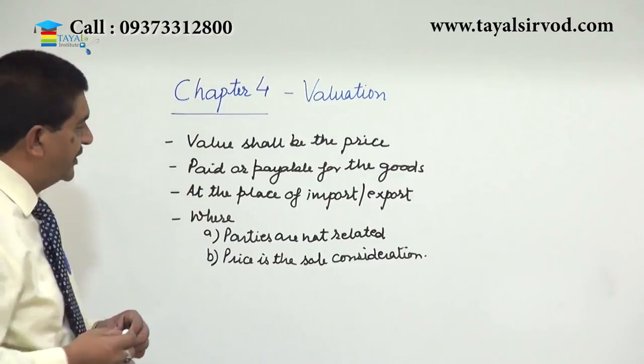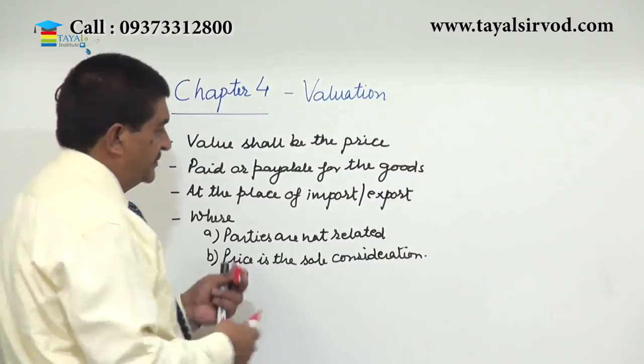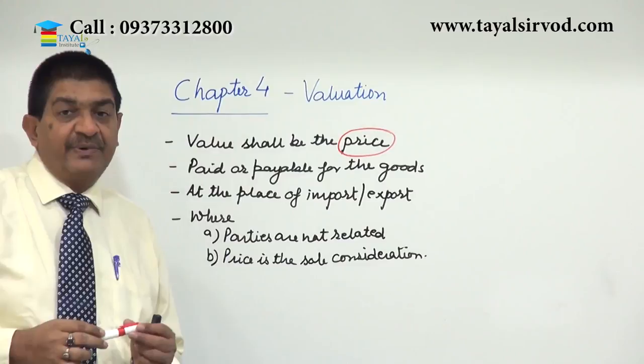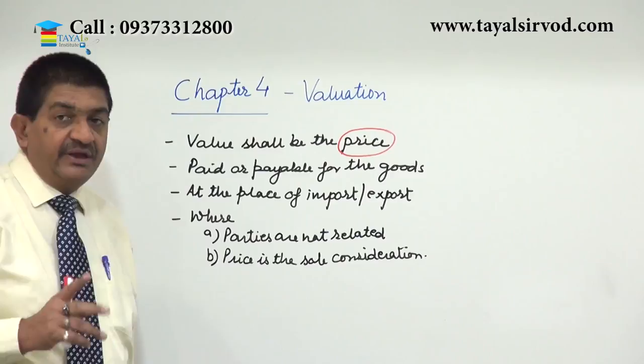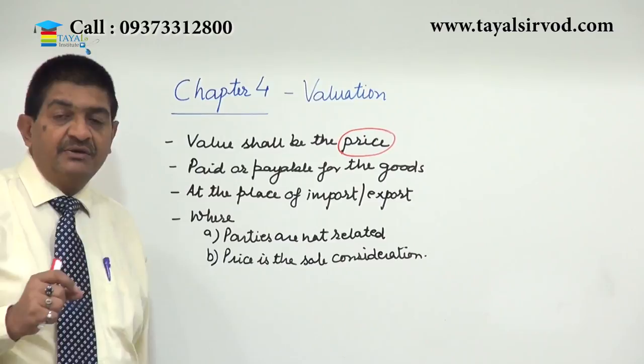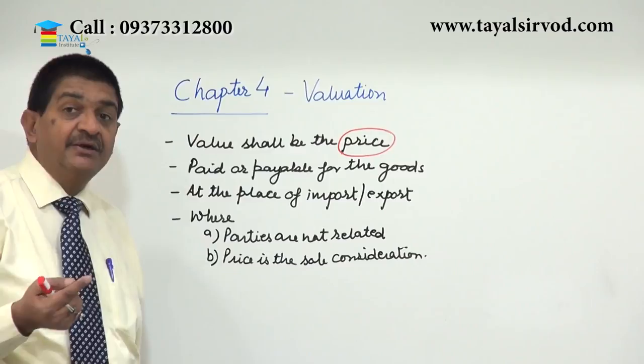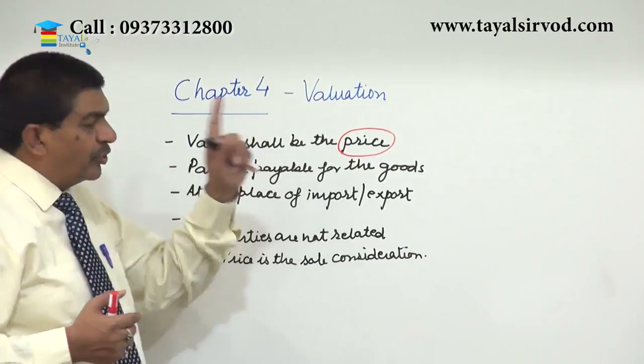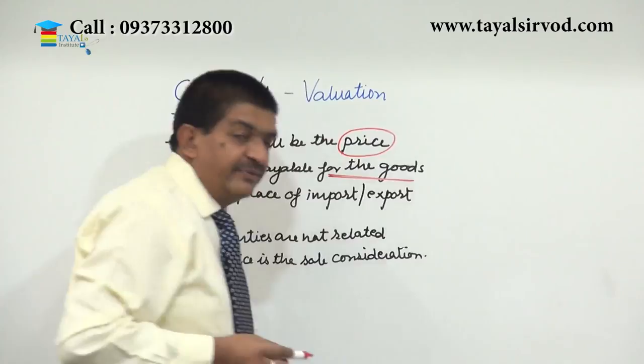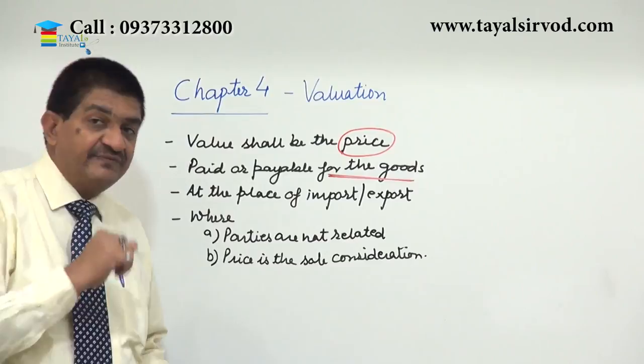Okay. Now this says the value shall be the price. What is actually the price? This is the cost of production plus margin of the supplier. In the course of international trade, generally taxes are not there. So price is the cost of production plus other expenses incurred by the seller, plus his profit margin. That is called the price. So either paid or payable, but this should be for the goods. There may be services associated with the goods, then the value of the services will be independent and there is a separate taxation for that, not the custom duty.